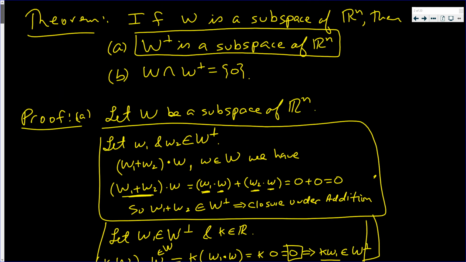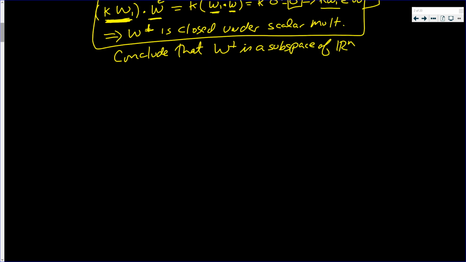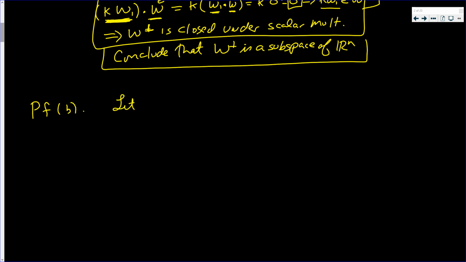Okay. So now I want to show that the intersection is 0. So I'm going to pick something in the intersection and then somehow show that it's 0. Okay. So that's the end of part A. So the proof for part B is as follows. Okay, so let W be in the intersection of W intersect W perpendicular.